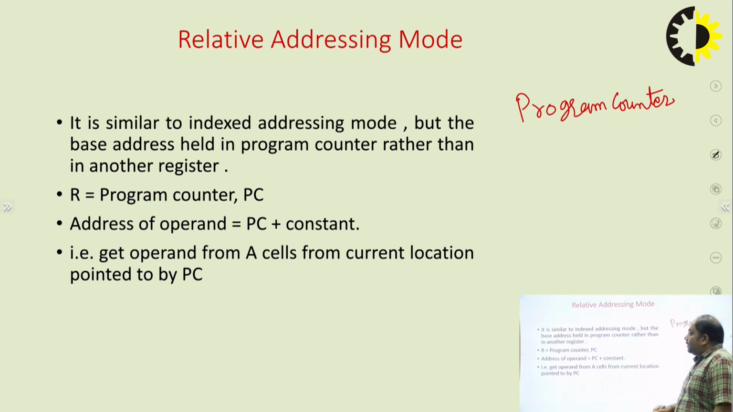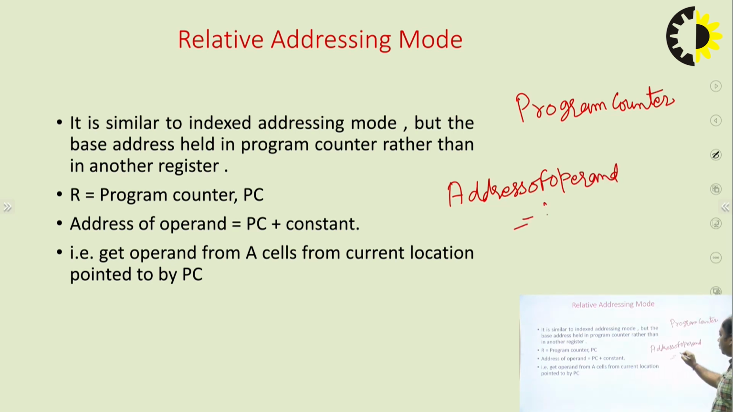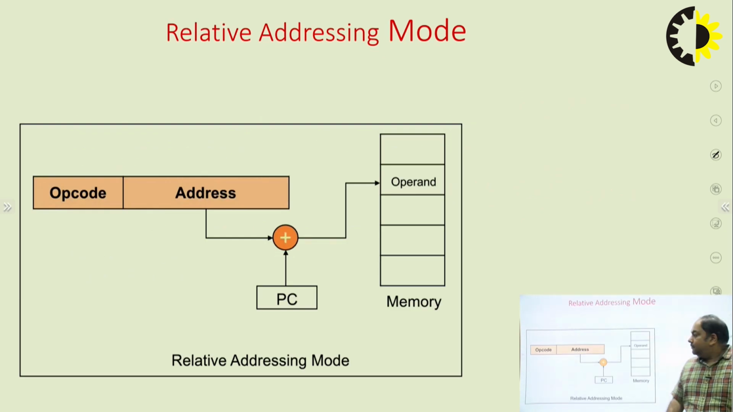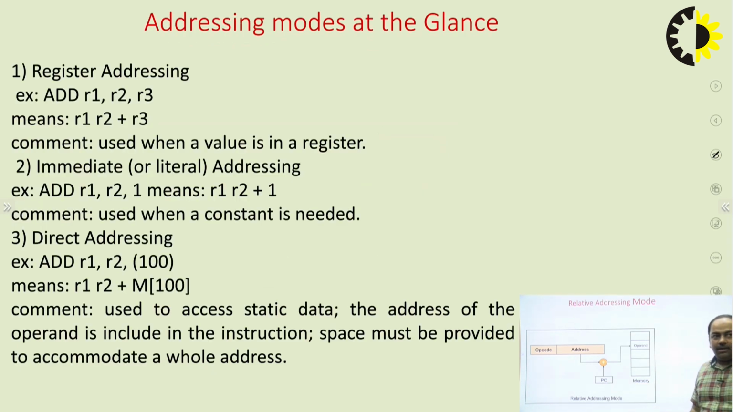The base address is held in the program counter rather than in another register, and the address of the operand is equal to program counter plus constant. In this mode, the operand in any cell of the current location is pointed to by the program counter, and the operand is addressed through the program counter.